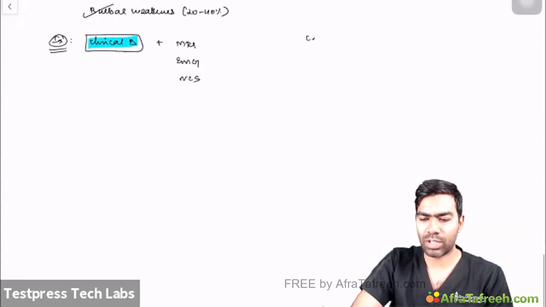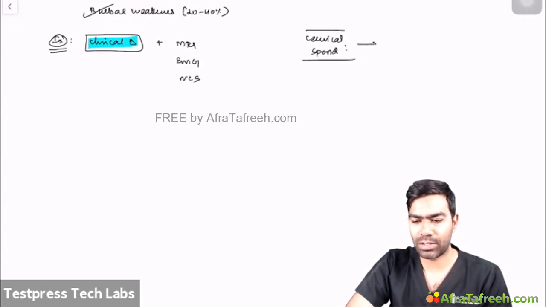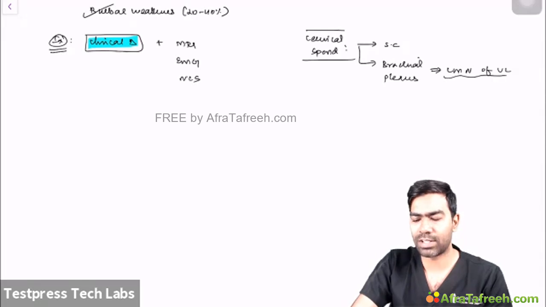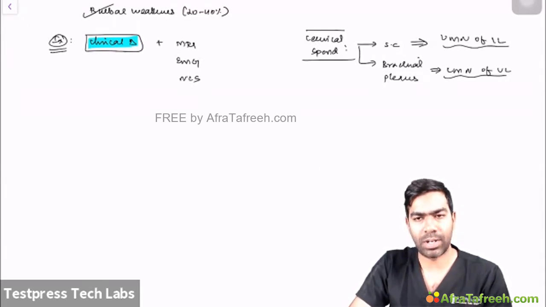And you might ask how cervical spondylosis can produce an ALS-like picture. Very simple. In cervical spondylosis, the spondylotic fragments will compress the spinal cord and they can compress the brachial plexus also. Once they compress the brachial plexus, they will produce LMN features of the upper limb. Once they compress the spinal cord, they can produce UMN features of the lower limb. That's all. There's a possibility.